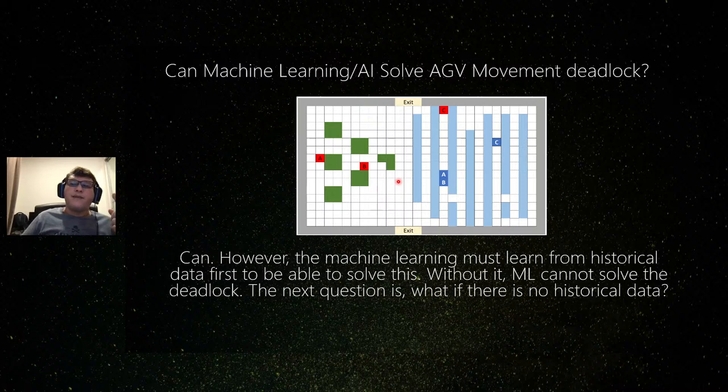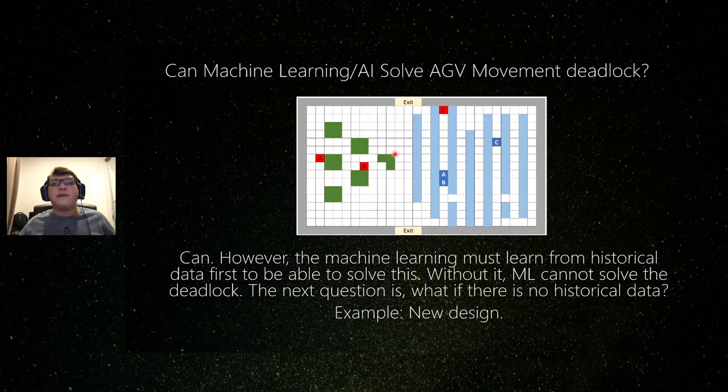it will be correct in the next movement, right? Good. But what happens if it's a new design? What happens if this factory does not exist? They are just planning to create this factory, this warehouse, for example, with AGVs. There's no historical data, right? There's no historical data to solve this kind of issue. That is why it requires simulation to solve this kind of situation. That is why it is very important to know how to create a software application for simulation.